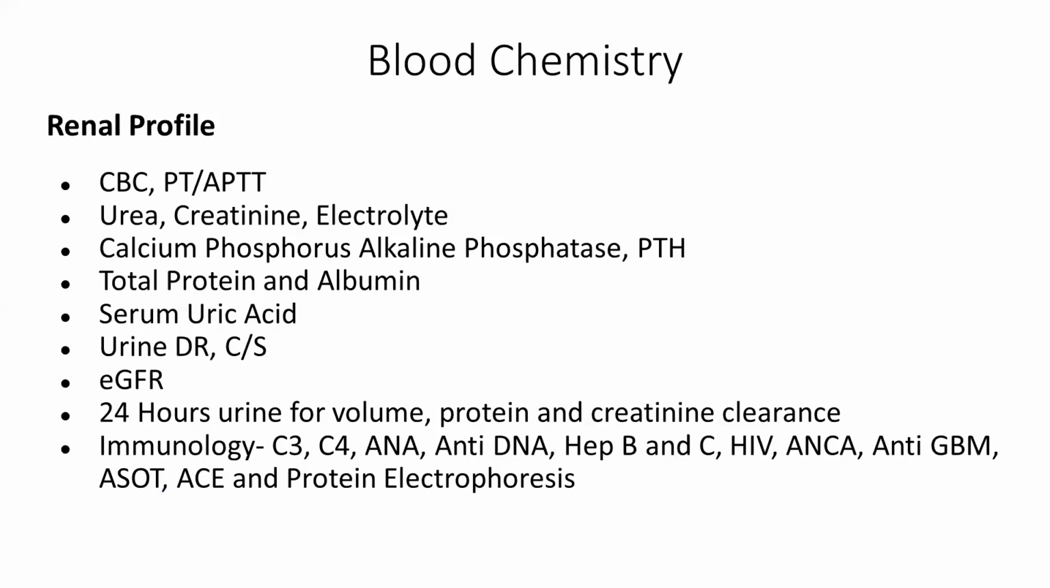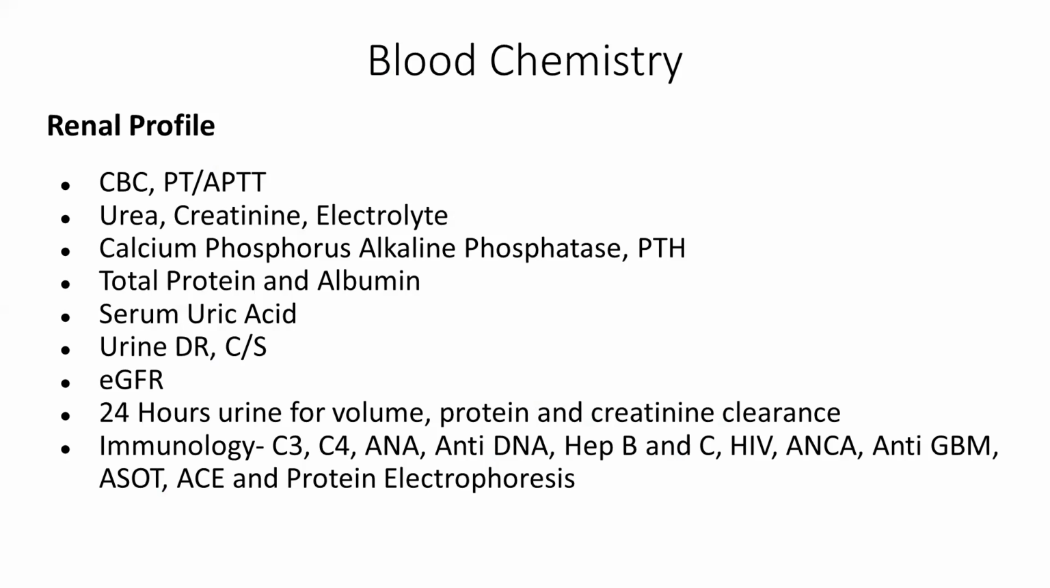Now, after doing the urine analysis or urine DR, and after calculating the GFR, the other tests which are usually performed to find out the cause of kidney disease are CBC, PT, APTT, urea, creatinine, electrolytes, which we have already discussed, calcium, phosphorus, alkaline phosphatase, and PTH, because we know one of the functions of the kidney is calcium regulation with the help of activated vitamin D.